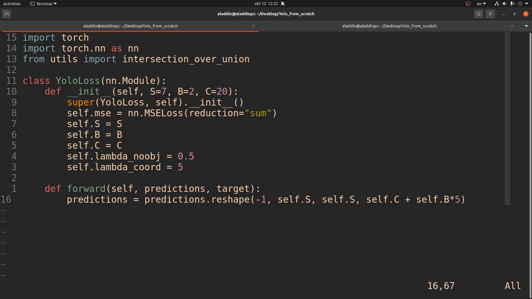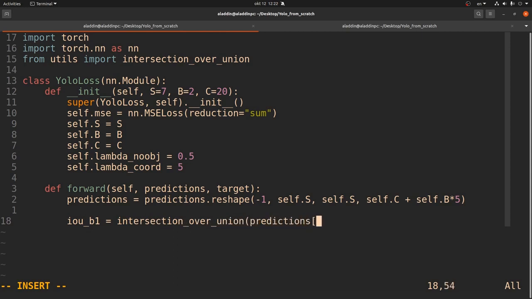And then, first of all, we're going to calculate the IOU for the first bounding box. So we're going to do intersection over union of predictions, and then we're going to take 21 to 25. Remember that we start at index 0, so 0 to 19, including 19, is going to be for class probabilities, 20 is going to be for the class score, and then 21 to 25 is going to be the 4 bounding box values for the first box. Then we're going to close that.